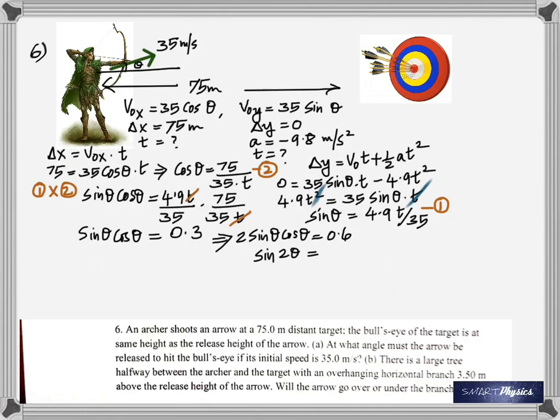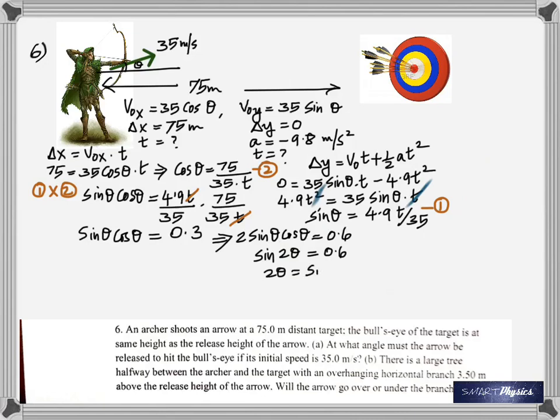Now there is a trig identity which is 2 sine theta cos theta, because sine 2 theta can be written as 2 sine theta cos theta. So what I did here is just multiply both sides with 2. So there's a 2 there, as you can see. And this side became 0.6, because 0.3 multiplied by 2 is 0.6. Now why did I do that? Because I know that this can be written as sine 2 theta. Alright, so sine 2 theta is 0.6.